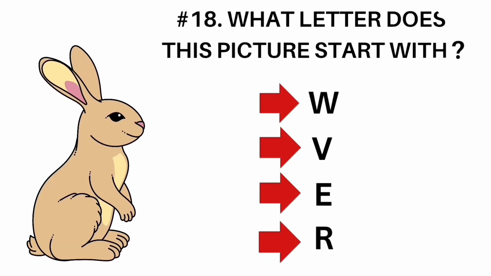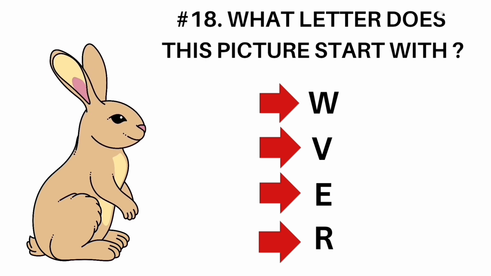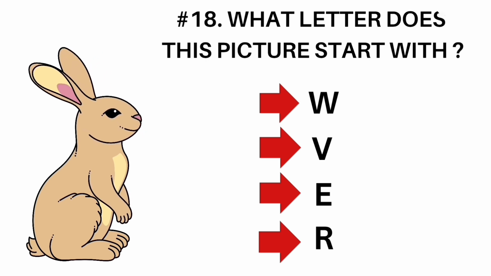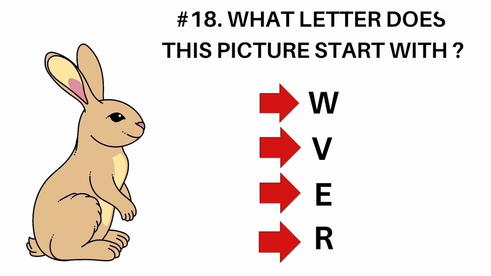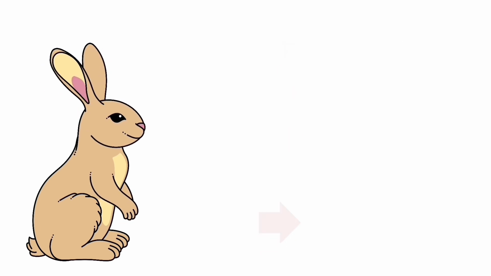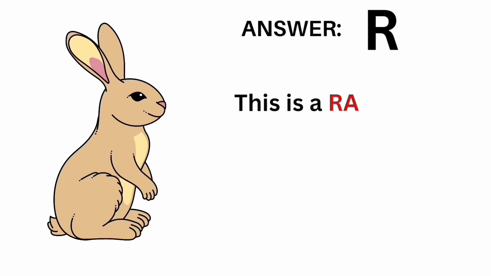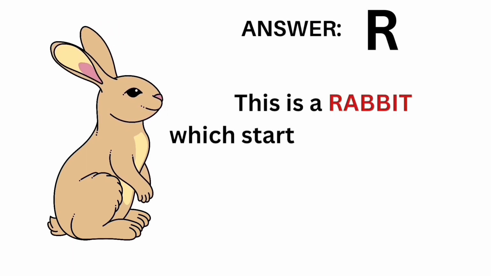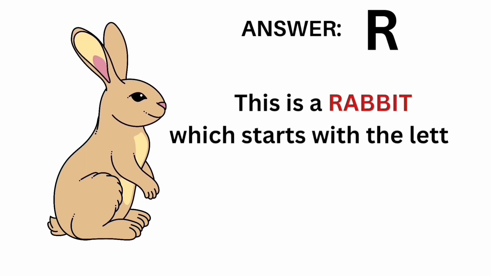What letter does this picture start with? The options are W, V, E, R. The answer is R. This picture is a rabbit, which starts with the letter R.